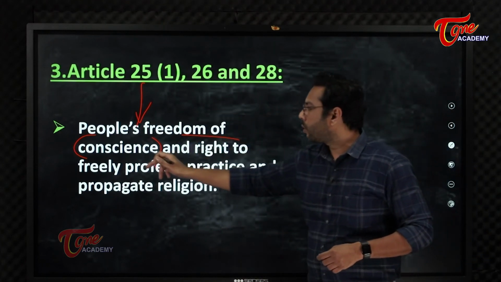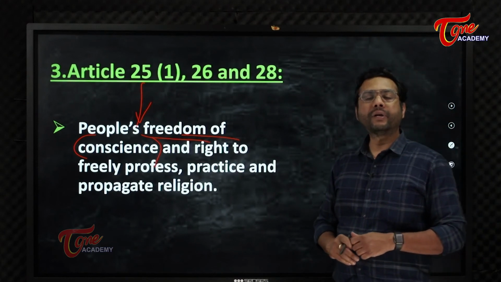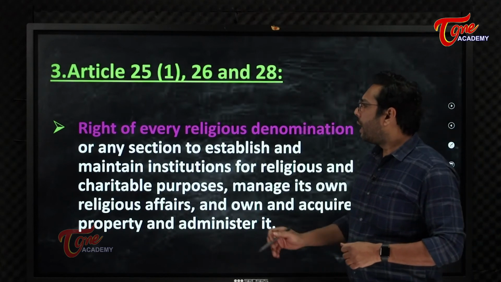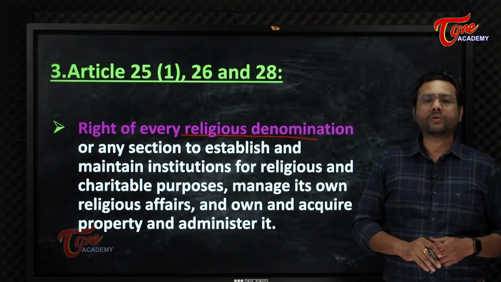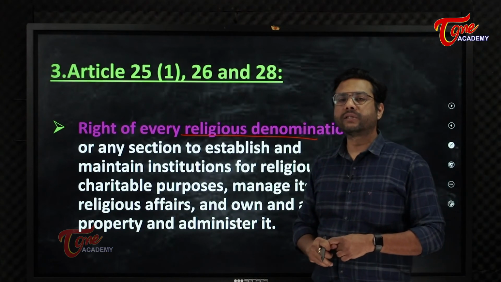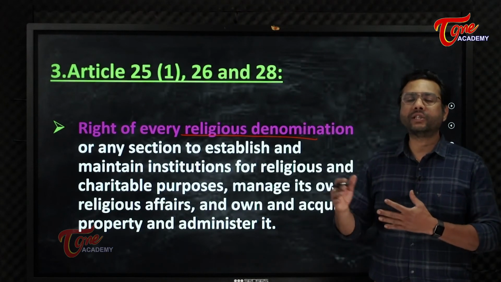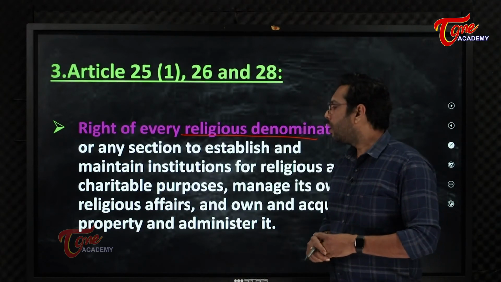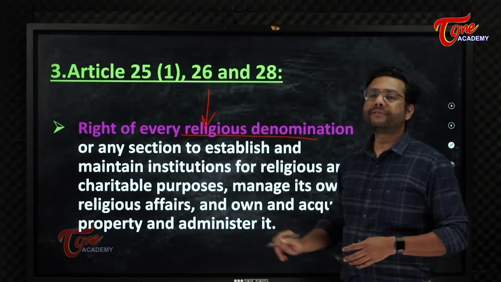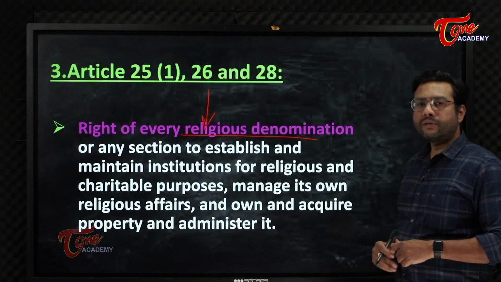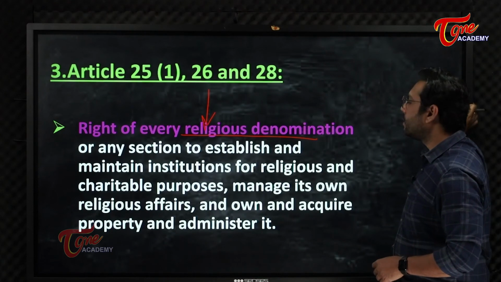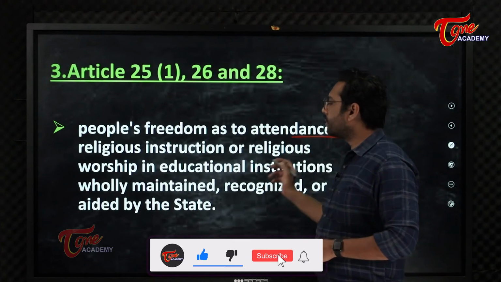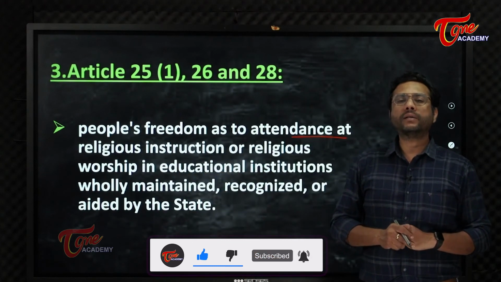So Article 25 talks about the freedom of conscience, the freedom to profess, propagate, and practice religious activities. This is Article 26, which talks about the religious affairs, managing the religious affairs, be it collecting funds, managing their religious institutions, managing their religious affairs and all. So Article 26 guarantees the fundamental right to have their religious affairs, and freedom to attend instructions. This we generally studied in fundamental rights.